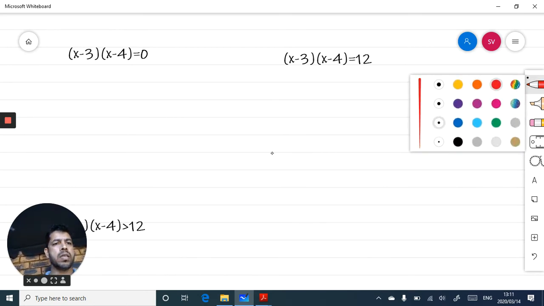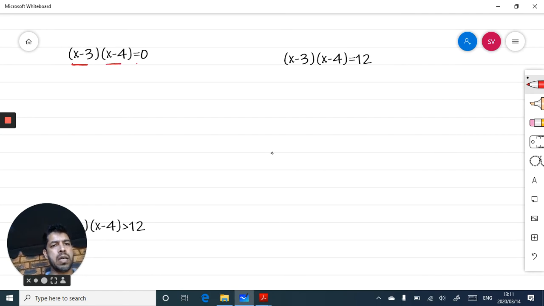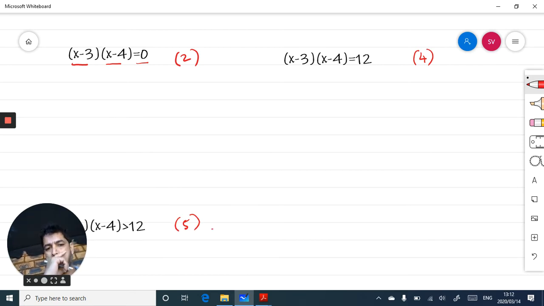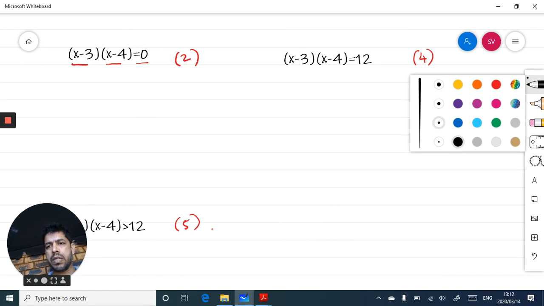here, I've got 2 brackets equal to 0. If I'm applying my grade 10 knowledge, I'm indicating total marks are 2 here, total marks are 4 here, and here the total marks are 5. The marks are telling me how much work is required. This 2 mark question tells me that it's a straightforward calculation.